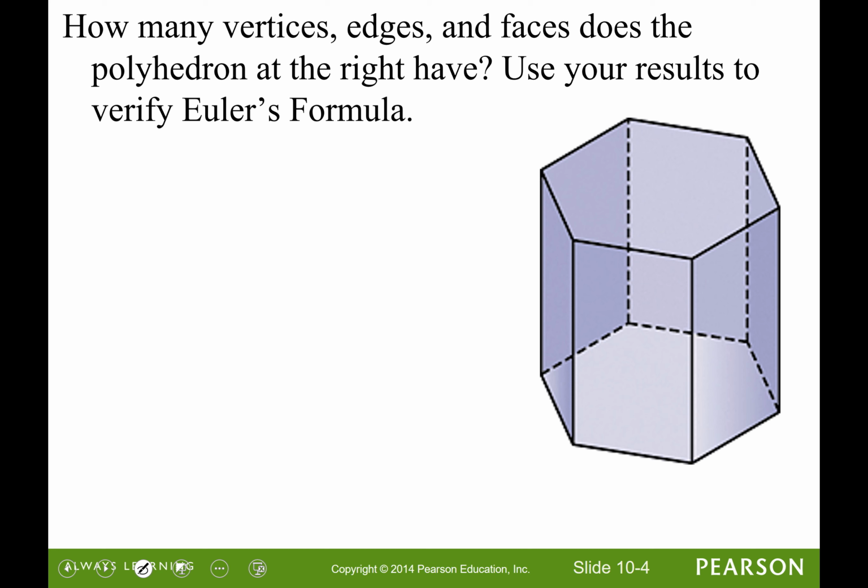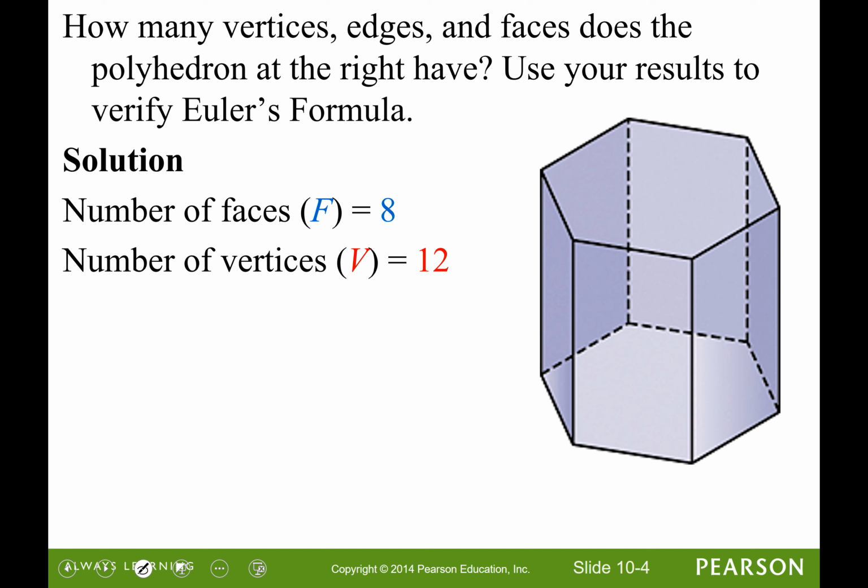Like right here. It says how many vertices, edges, and faces does the polyhedron at the right have, and then use your results to verify Euler's formula. Okay, so go ahead and check out this polyhedron. 1, 2, 3, 4, 5. It's 6-sided. So it's a hexagon face there, rectangle sides here. So we have a hexagonal prism, which we'll talk about more specifically soon. And in this hexagonal prism, or polyhedron, we have 8 faces, 12 vertices, and if you counted the edges correctly, we would get 18 edges.